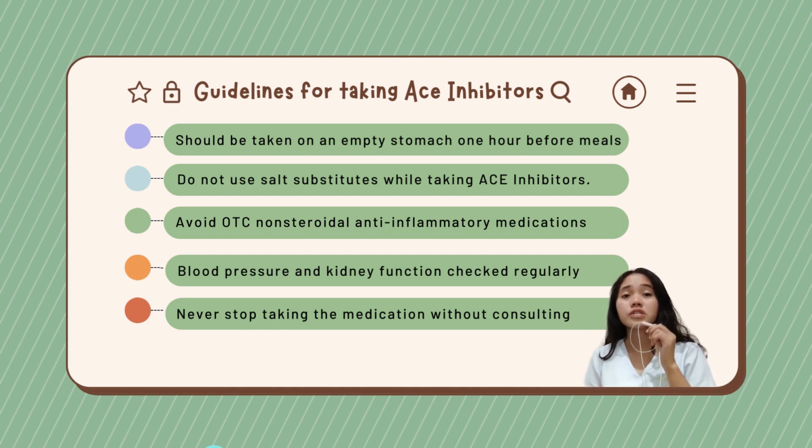Do not use salt substitutes while taking ACE inhibitors because these substitutes contain potassium, and ACE inhibitors can cause the body to retain potassium. Third, avoid over-the-counter non-steroidal anti-inflammatory medications, because they may cause the body to retain sodium and water, and somehow it will decrease the effect of an ACE inhibitor.